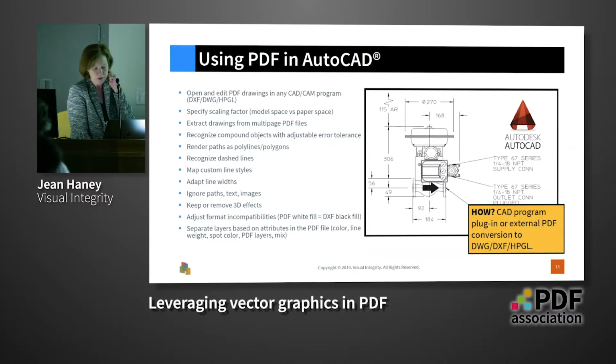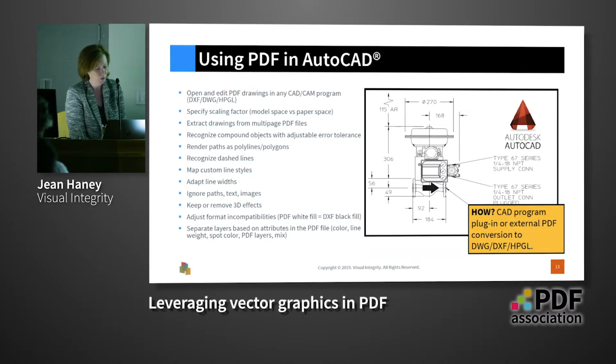You can extract drawings from multi-page PDF files. You can use the layers in PDF to combine, merge, or create separate files for each layer. More features that have been compensated for include rendering paths as polylines or polygons and recognizing dashed lines. A PDF just sees a dashed line as a bunch of very small dashes, and technology like this can go in and say, hey, the way that's behaving, we think that's a line segment, and turn it back into a line segment.